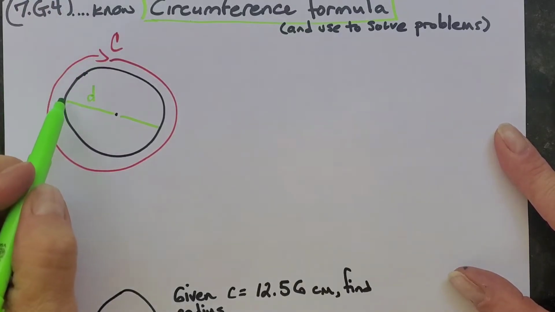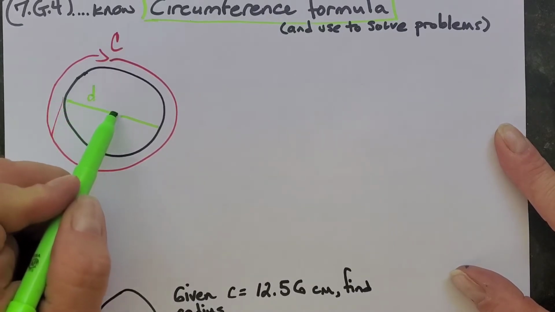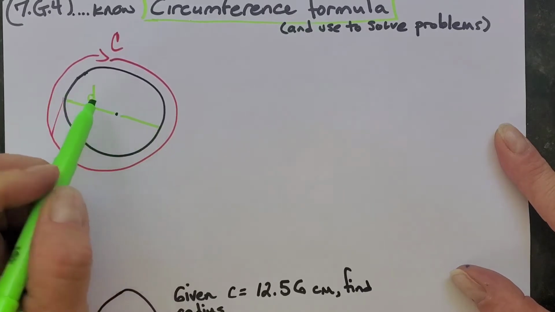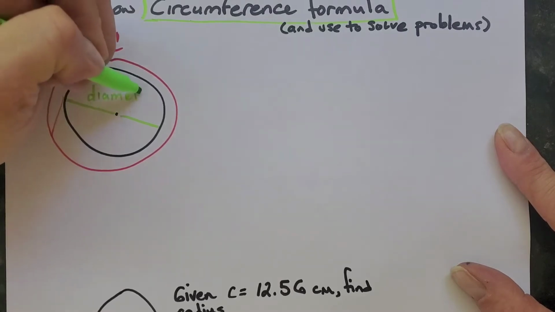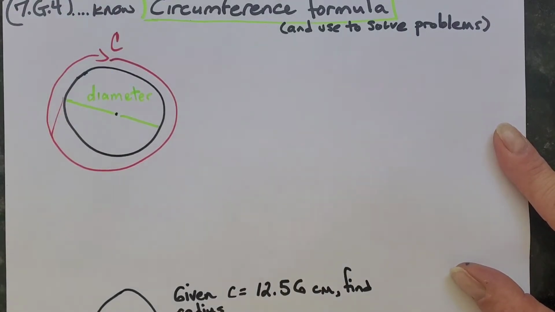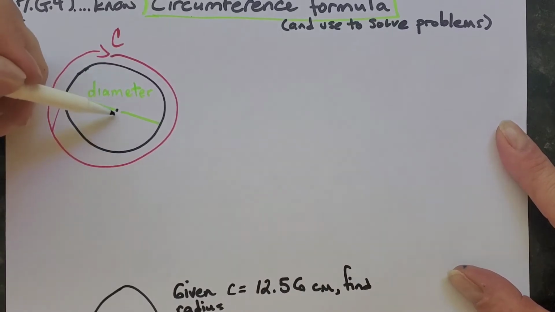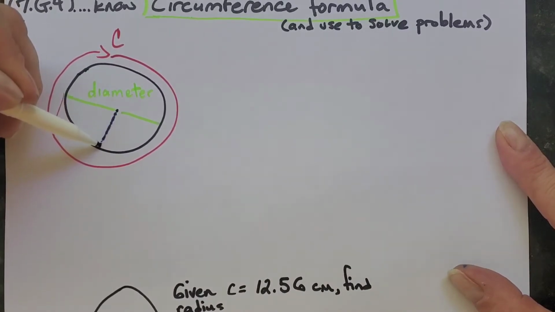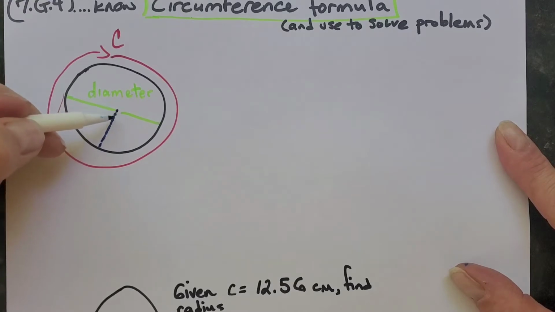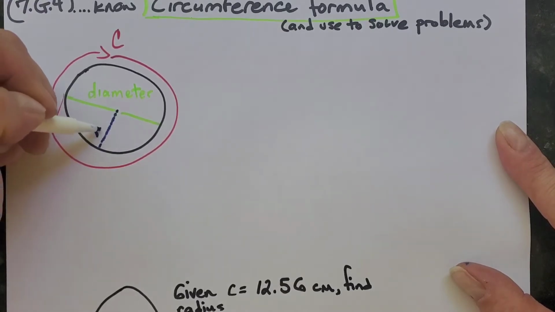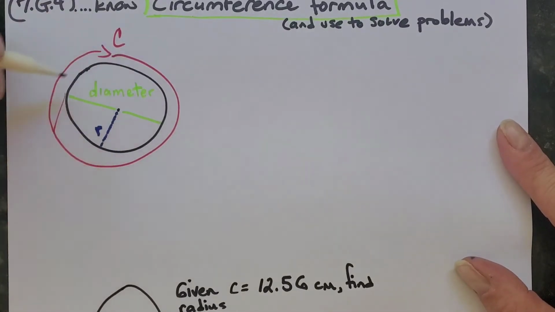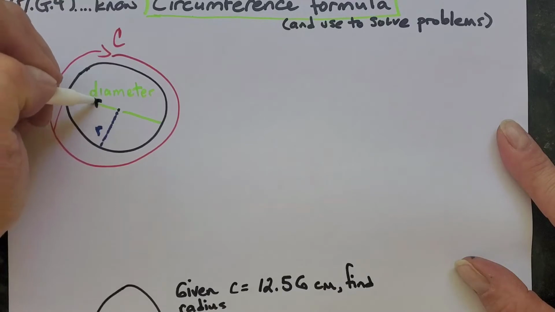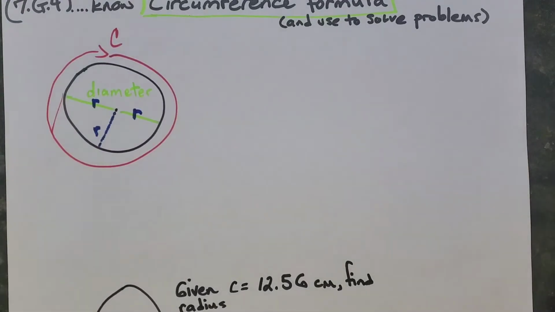So the diameter of a circle is from the edge, through the center of the circle, to the other edge. It's that distance there, and that is the diameter. You need to know these parts of the circle. One other part of the circle that I didn't mention and we didn't deal with in class is the radius. The radius is just from the center of the circle to the edge. So it's half of the diameter. Or if you want to think of it as the diameter is 2 radii added together.